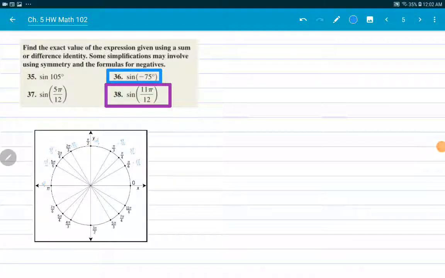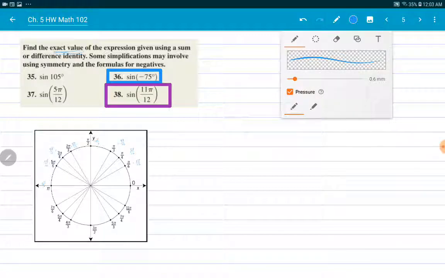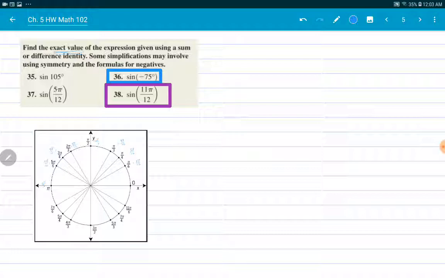For these problems, we're going to find the exact value of the expression given. Exact value indicates that we're going to be able to evaluate that with some special angle from the unit circle, given the sum or difference identity. So let's start with number 36.